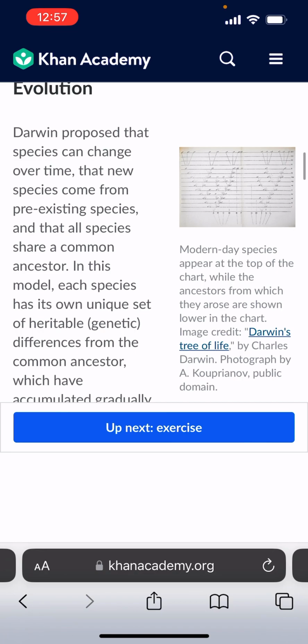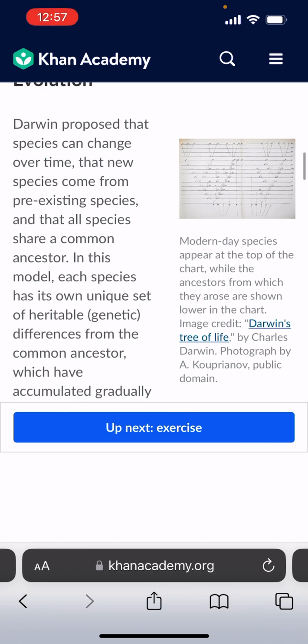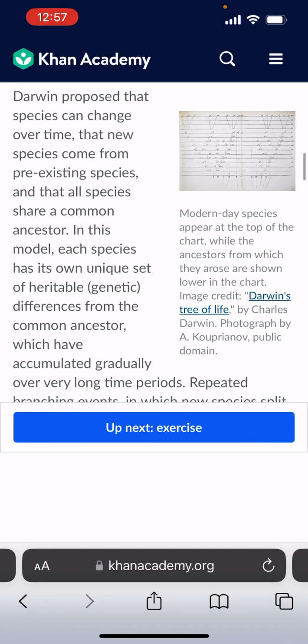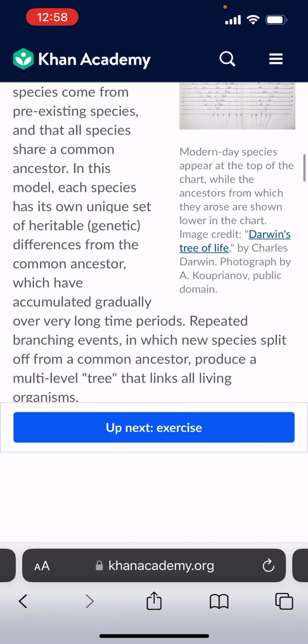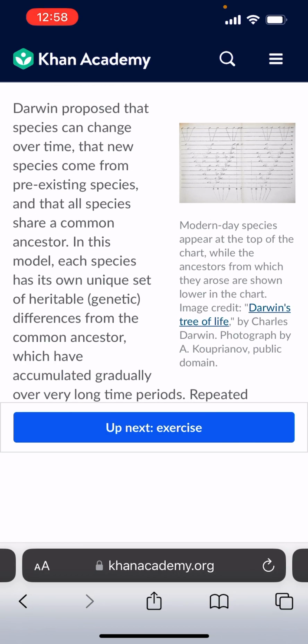Evolution. Darwin proposed that species can change over time, that new species come from pre-existing species, and that all species share a common ancestor. In this model, each species has its own unique set of heritable genetic differences from the common ancestor, which have accumulated gradually over very long time periods. Repeated branching events in which new species split off from a common ancestor produce a multi-level tree that links all living organisms. Here in the picture, modern-day species appear at the top of the chart, while the ancestors from which they arose are shown lower in the chart.